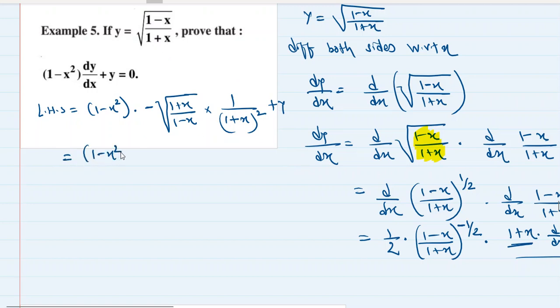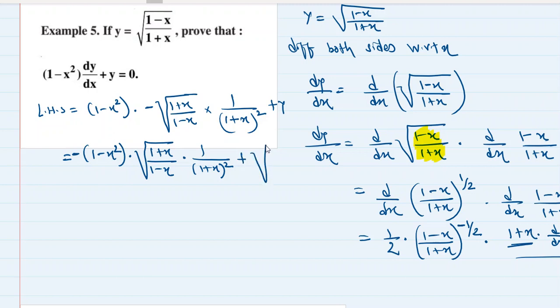So 1 minus x square multiplied by, okay, so I will just put my minus sign here in front of it. Write multiplication of 1 plus x upon 1 minus x and multiplication of 1 upon 1 plus x the whole square plus under root of 1 minus x upon 1 plus x. Okay. So this whole thing is 0. That's what they are asking us to prove.